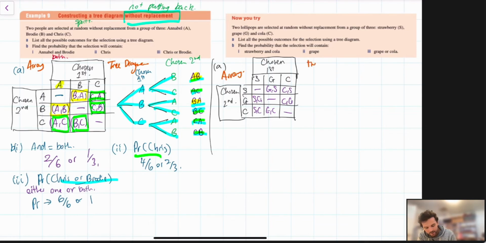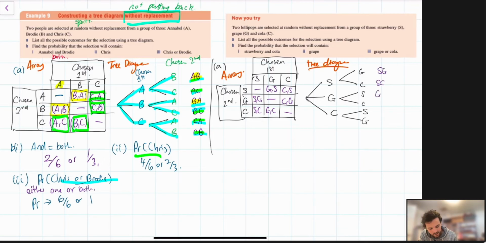The next is going to be a tree diagram. So here we go. You should have S, G, and C as the first draw. Then the next, G or C, S or C, S or G. The possible outcomes are SG, SC, GS, GC, CS, and CG. So give yourself 3 marks if you got that too.